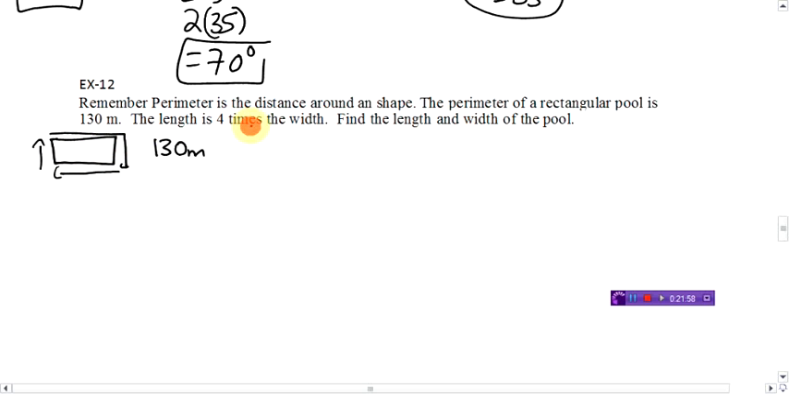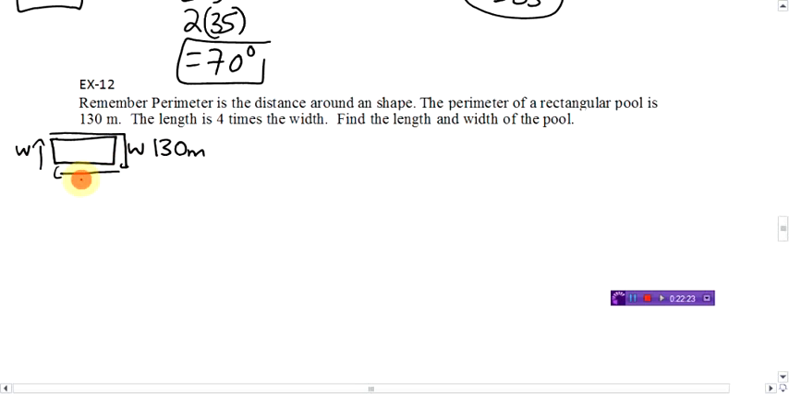The length of the pool is 4 times the width. So the length is 4 times the width. Find the length and width of the pool. So all we know is that this side, which is the same as this side because it's a rectangle, is 4 times the width. Do we know what the width is? No, we don't. So these sides, the widths, let's just call it W for width because we don't know what it is.